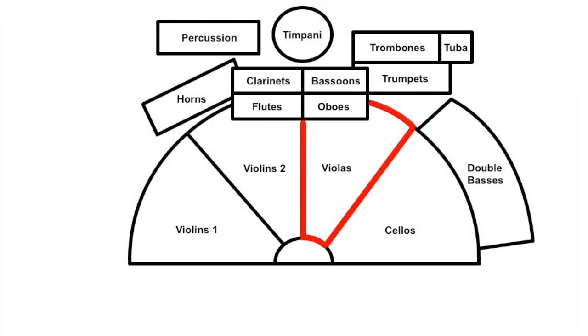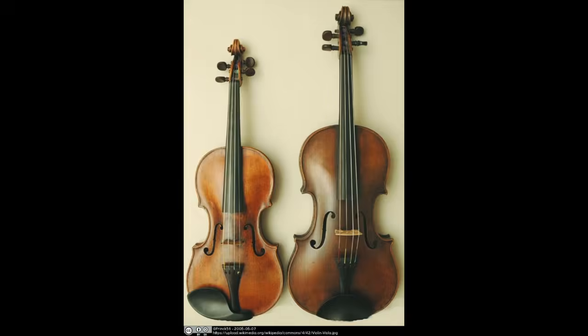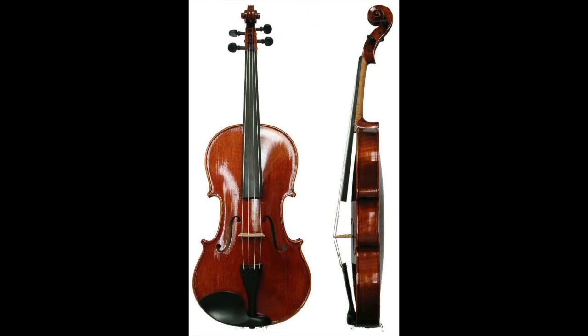The viola. The viola sounds very much like the violin, and the two are often mistaken for each other. The viola is slightly larger and is often said to sound full and dark in comparison to the violin. It's also tuned in fifths, but a fifth lower, C, G, D, A. Here's a solo viola.